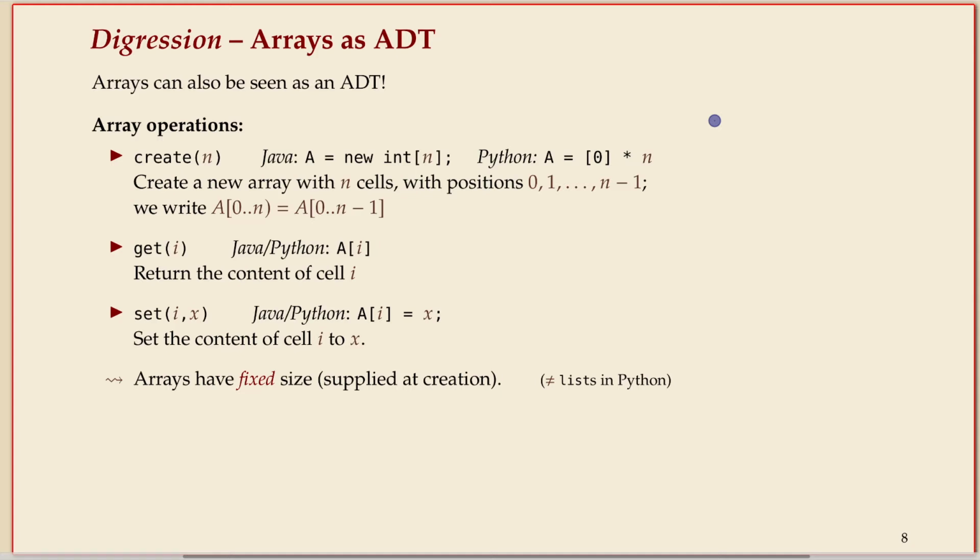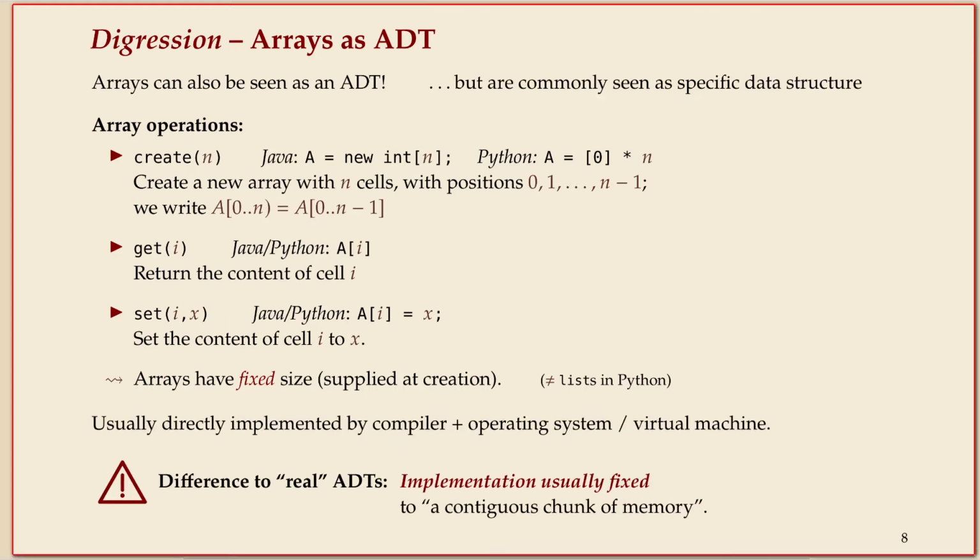I thought it's useful to have on the slide at one point what an array is. So I tried to formulate the operations of an array here. Don't think of arrays as an abstract data type. Really, an array is a concrete data structure. I just used the language of an abstract data type here because it's convenient to say what an array is in case you wouldn't know. It has these three operations.